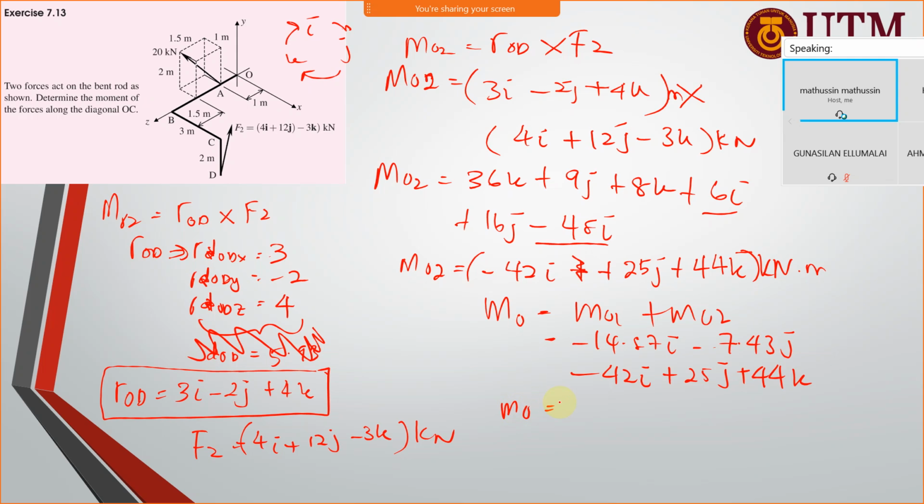So, MO must be negatif 14.87 tolak 42, negatif 56.87I. And then negatif 7.43 tambah 25, negatif 17.57 and then tambah 44K kilo Newton meter. Okay, kilo Newton meter. So this is our MO.